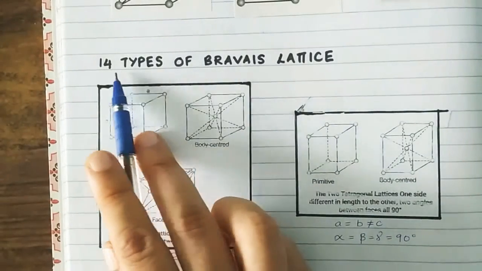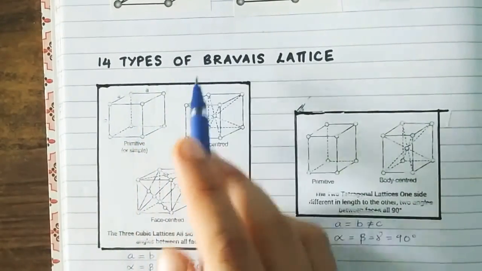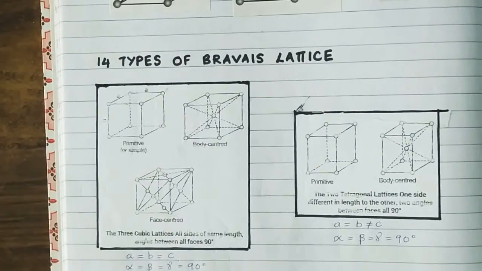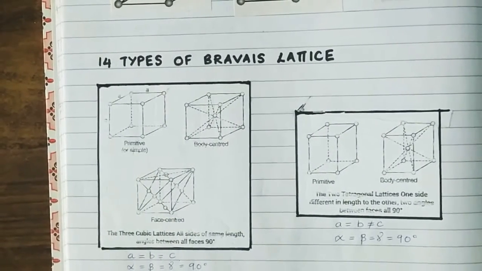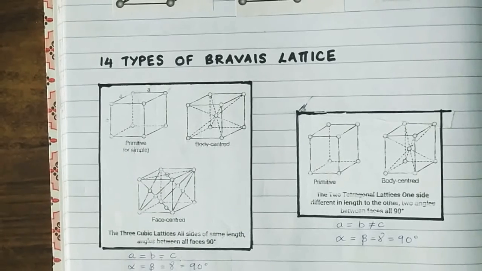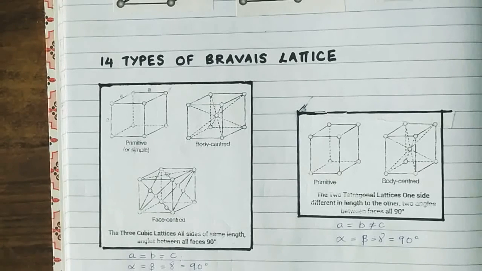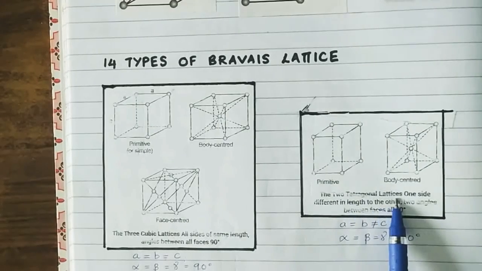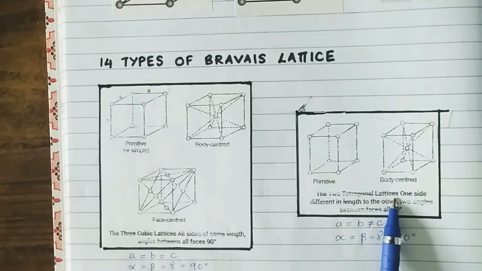All these 14 types which I will be talking about, you have to remember them. There is no other option but to memorize somehow which type of primitive cell is possible in which structures. In the same way, here you have tetragonal lattices. Now in tetragonal, what did we see?